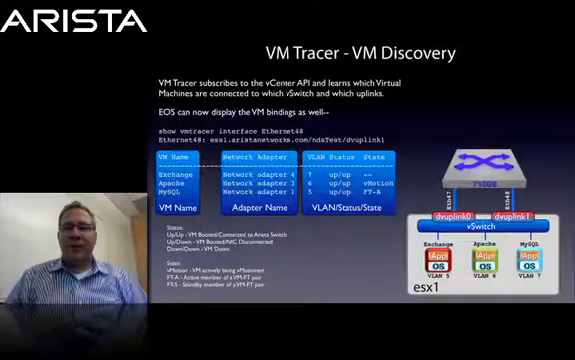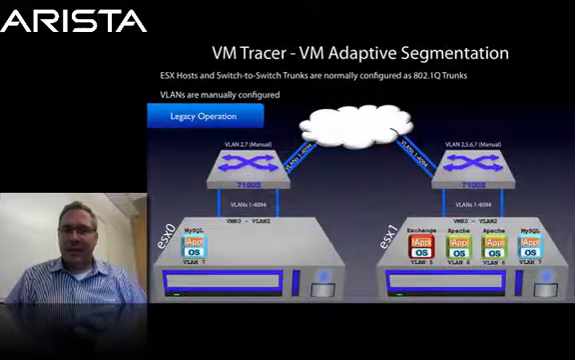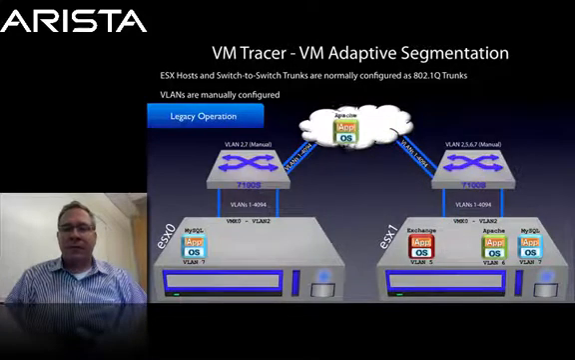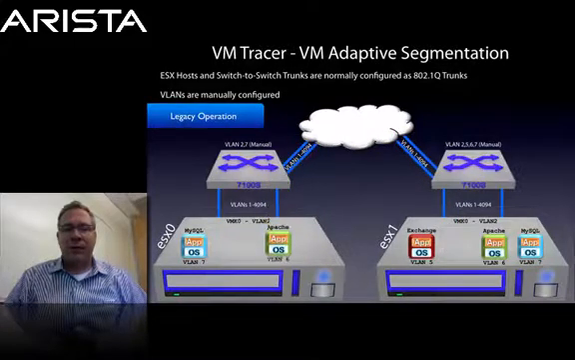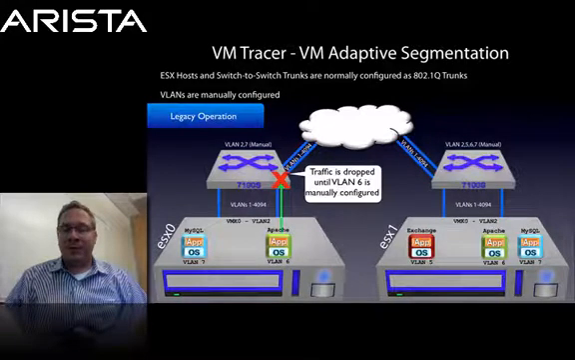VM Discovery shows us the status of each virtual machine on that ESX host. We support adaptive segmentation. In previous modes of operation, the vMotioning of a virtual machine from one host to another across a switched infrastructure could create a blocking scenario because in this instance, VLAN 6 has not been manually configured into the switch on the left.